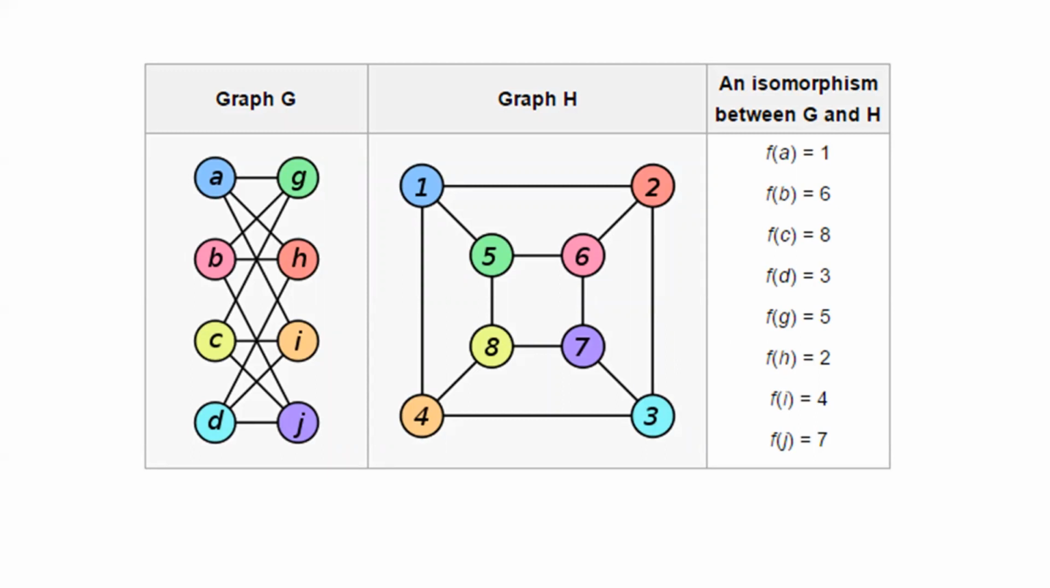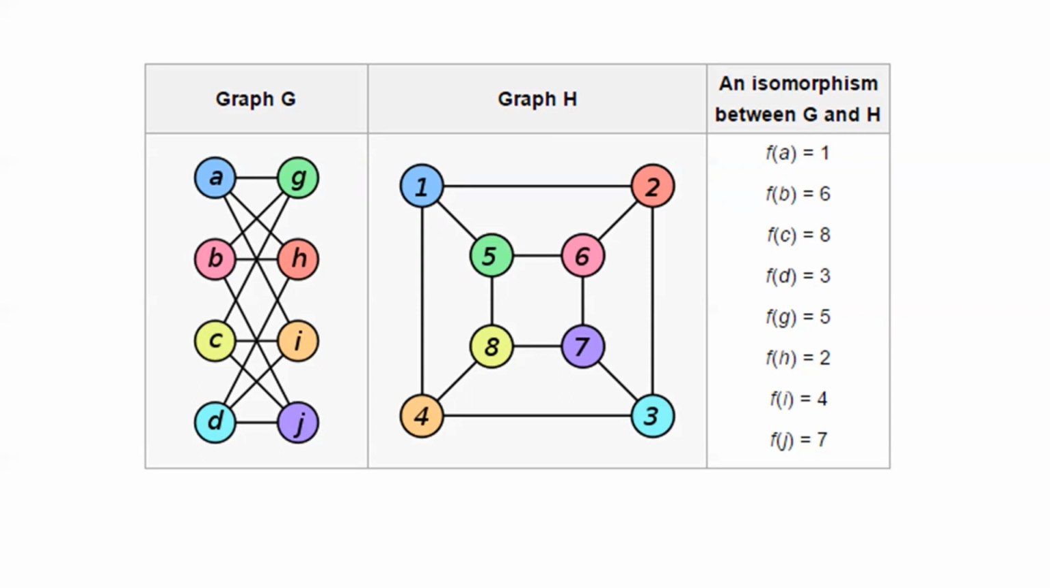Next, this is the actual graph representation, where the vertices show the data and the edges between the vertices show the connection and the relationship between two data items or two vertices. These are graph G, graph H, and an isomorphism between G and H. Here there are 8 vertices: A, B, C, D, G, H, I, J. In graph H, we have 1, 2, 3, 4, 5, 6, 7, 8. And the two graphs look very different.